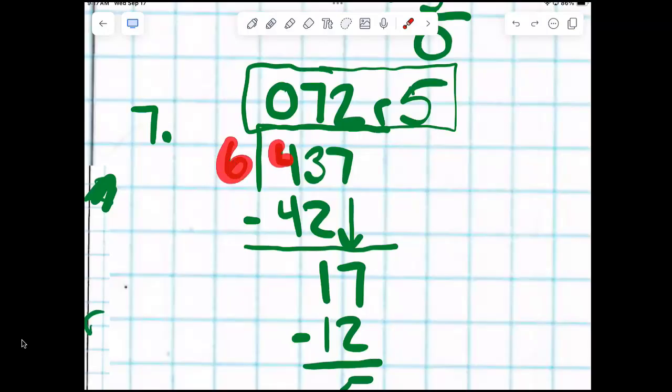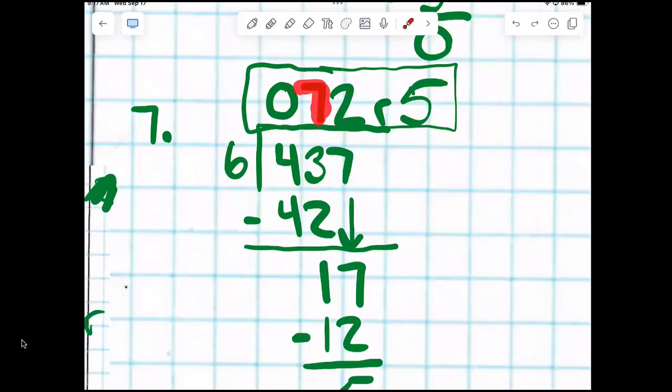Does 6 go into 4? Yes. Okay, I'm going to ask that question again. Stop. Does 6 go into 4? No. So I put a place value holder up top. Okay, so I know that I need to check the next number. Does 6 go into 43, yes or no? Yes. How many times? 7. So I put 7 up here.